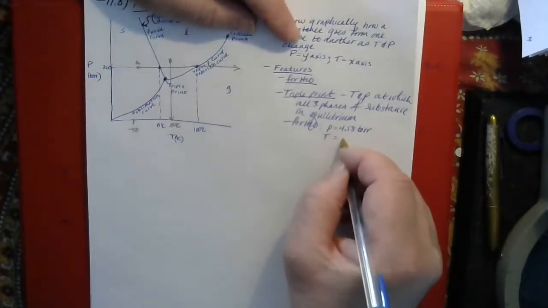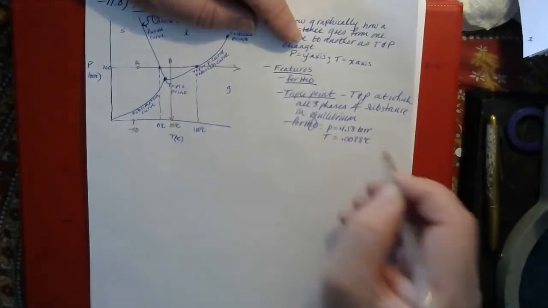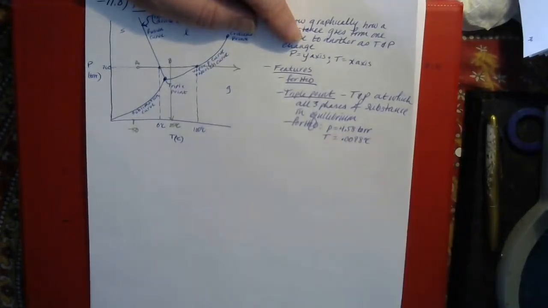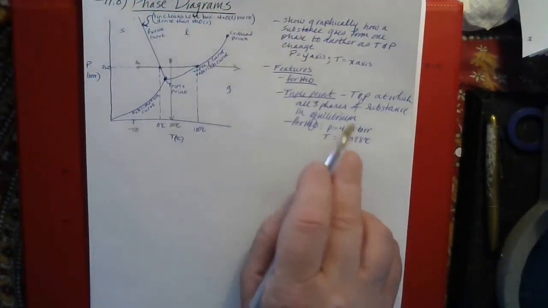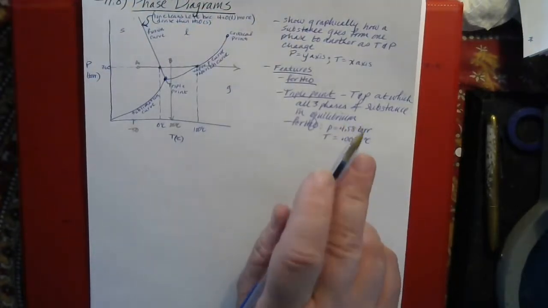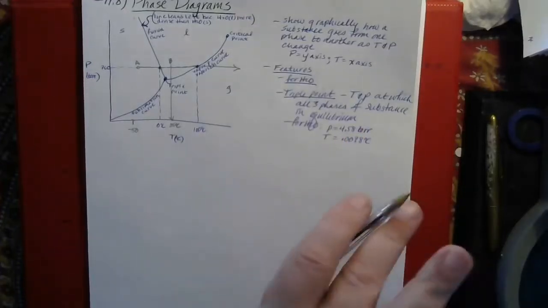And the temperature is 0.0098 degrees Celsius. So it's a fairly low temperature too. You don't actually have to remember that, but that's just sort of showing you that at that combination of pressure and temperature, solid, liquid, and gaseous water would all be in equilibrium with each other.